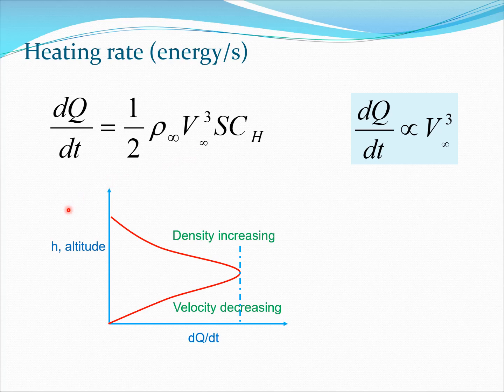Now, if we were to qualitatively look at dq by dt versus the altitude or height of the vehicle from the Earth's surface, what happens is that dq by dt at first increases and then it decreases again. So the increase is happening because as you are entering the atmosphere, the density is changing from 0 to some finite value, then it's going up, and in this region the velocity decrease is sufficiently high that that is becoming dominant here. So essentially dq by dt also goes through a kind of maximum point here.